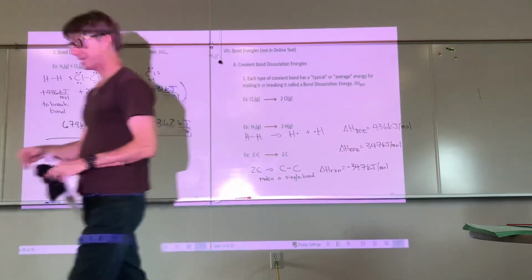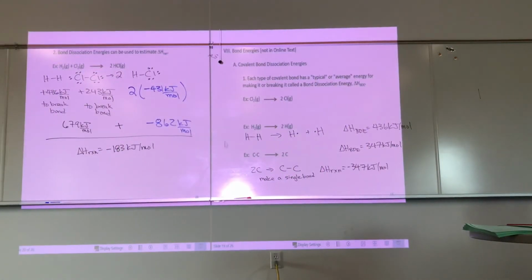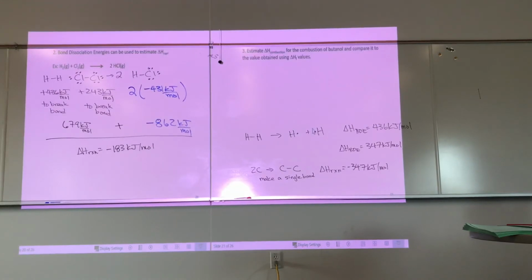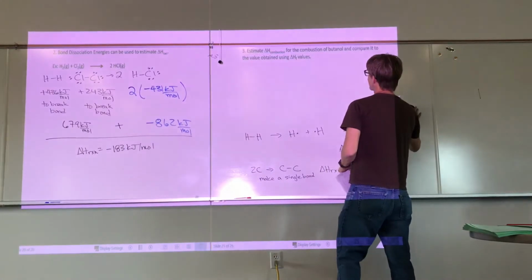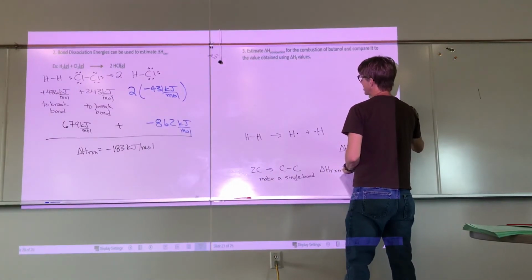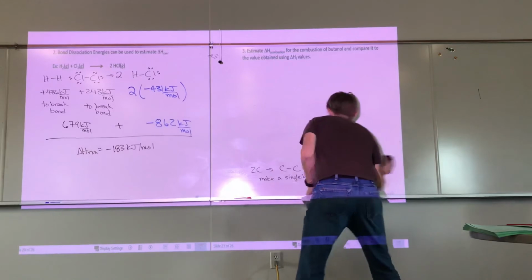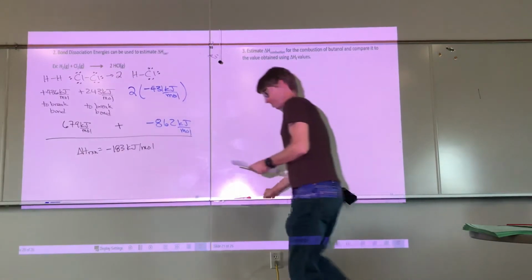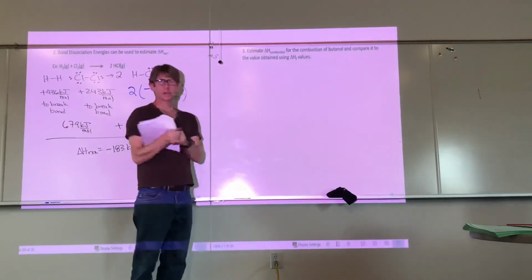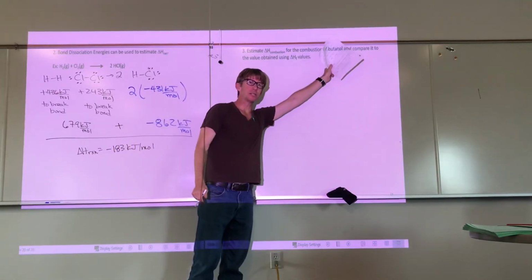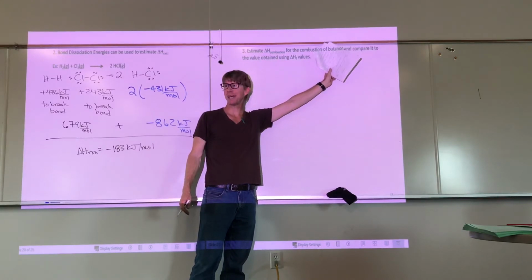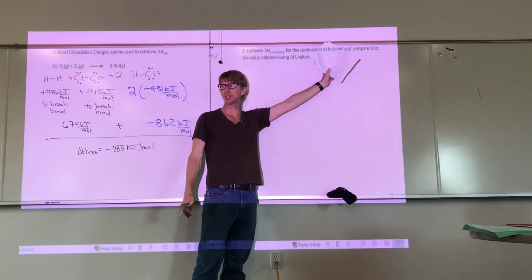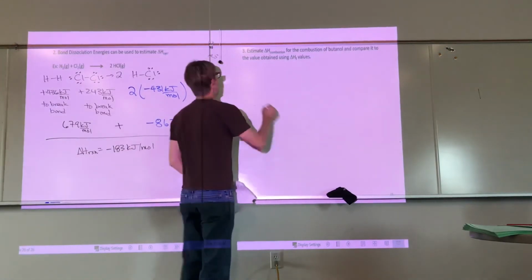Let me advance the slide. There we go. Estimate delta H combustion for the combustion of butanol and compare it to the value obtained using delta HF values. Well, you don't have to know what butanol is. But, does anybody remember how many carbons that has though? 4 carbons. AN, are the carbons connected with single, double, or triple bonds? All single bonds. OL is an alcohol.